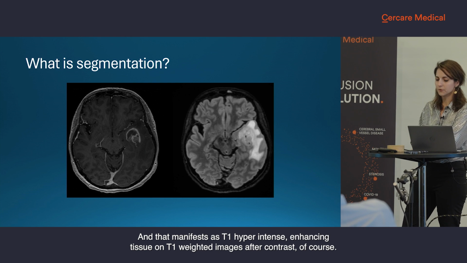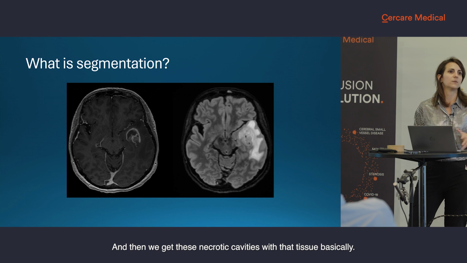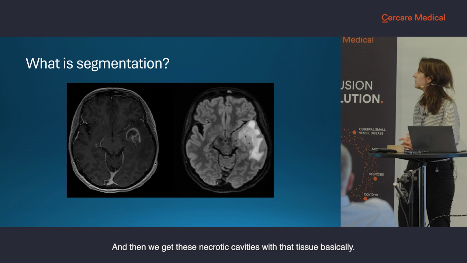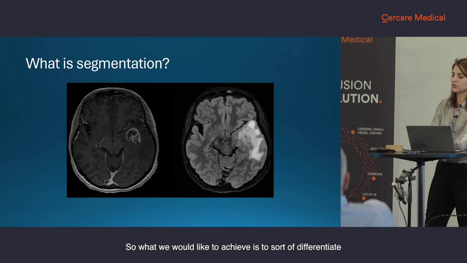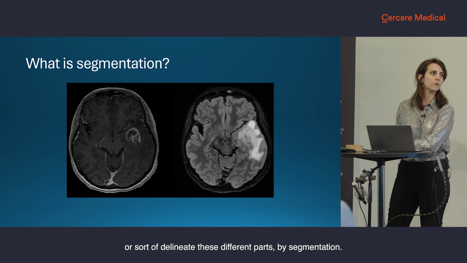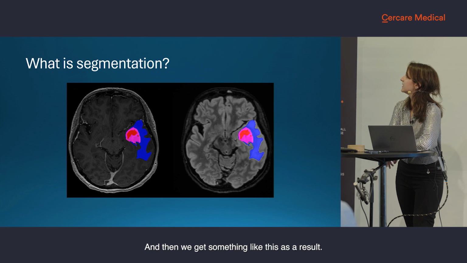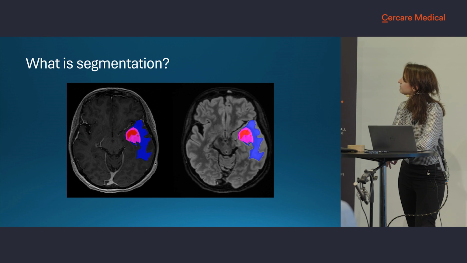Then we can get a blood-brain barrier disruption, and that manifests as T1 hyperintense enhancing tissue on T1 weighted images after contrast, of course. And then we get these necrotic cavities with dead tissue, basically. So what we would like to achieve is to differentiate, to delineate these different parts by segmentation. And then we get something like this as a result.